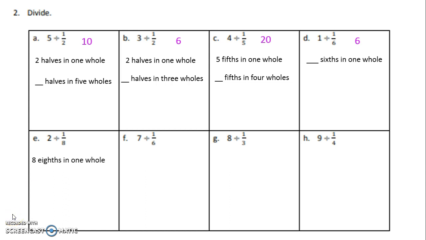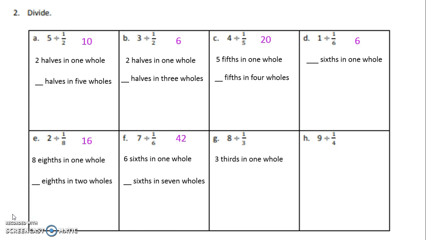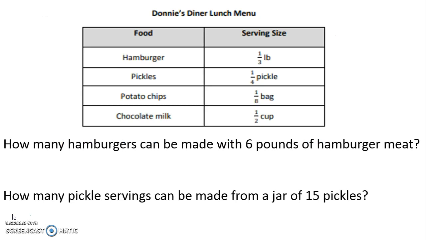If there are 8/8 in one whole, how many eighths would be in 2 wholes? 16. If there are 6/6 in one whole, how many sixths would be in 7 wholes? 42. If there are 3/3 in one whole, how many thirds would be in 8 wholes? 24. And finally, if there are 4/4 in one whole, how many fourths would be in 9 wholes? 36.